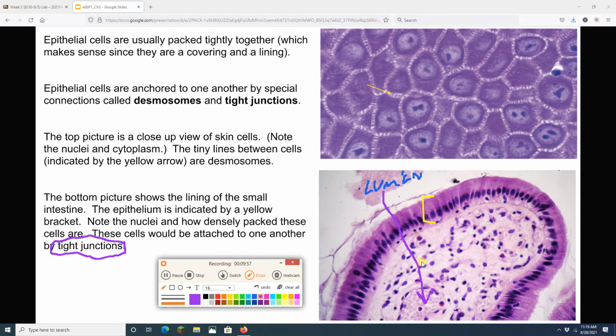All right, epithelial tissue, epithelial cells are lining and covering. They're tightly packed together. They're often anchored together strongly with desmosomes or tightly, almost impermeably, with tight junctions. Okay, let's keep on going.